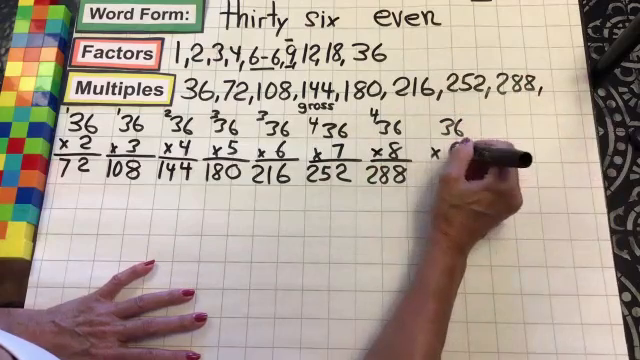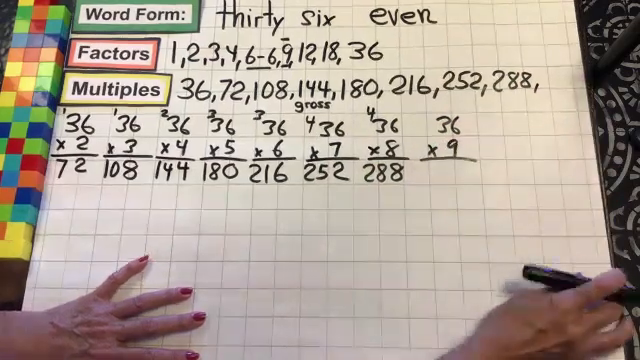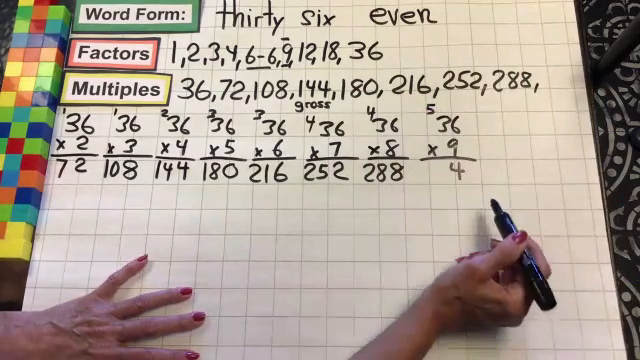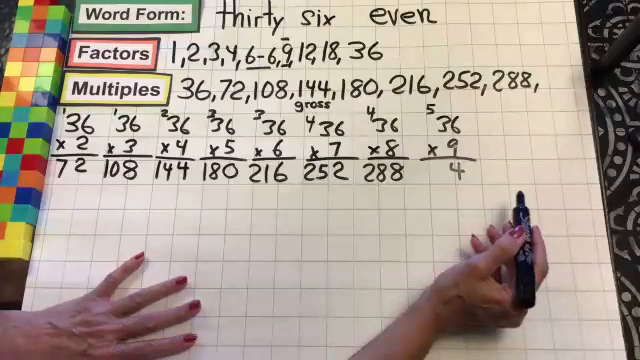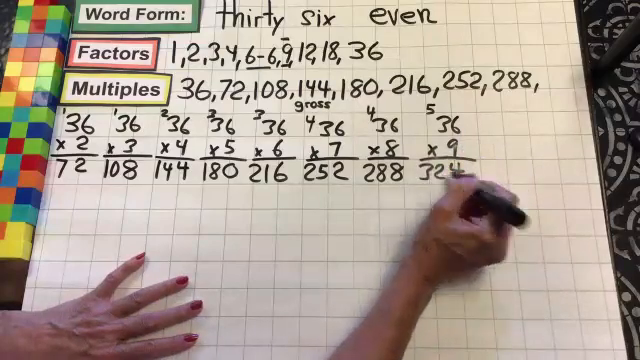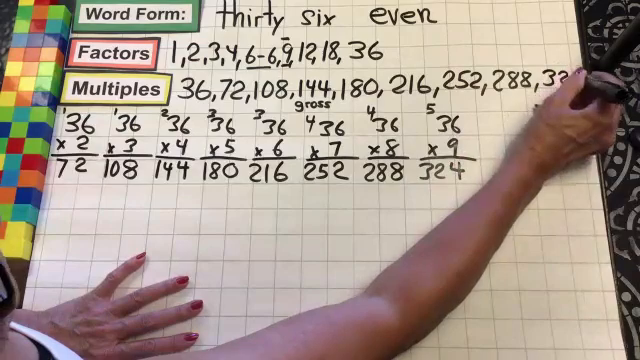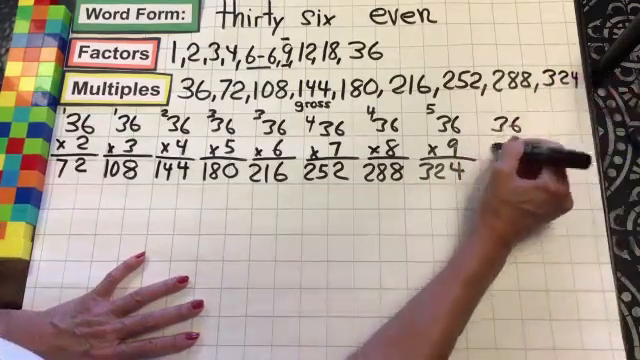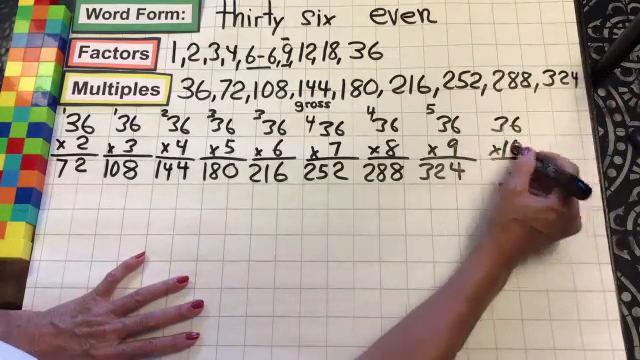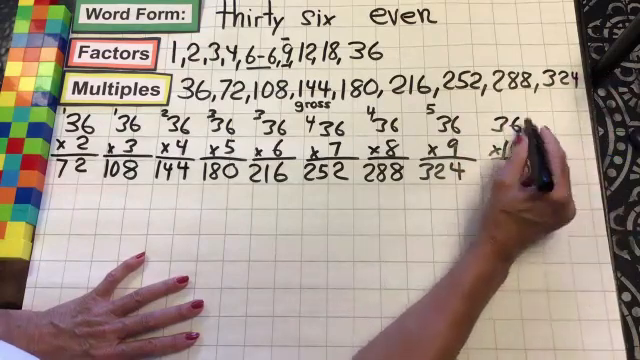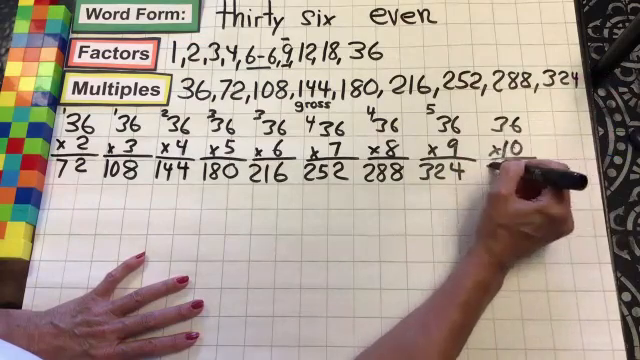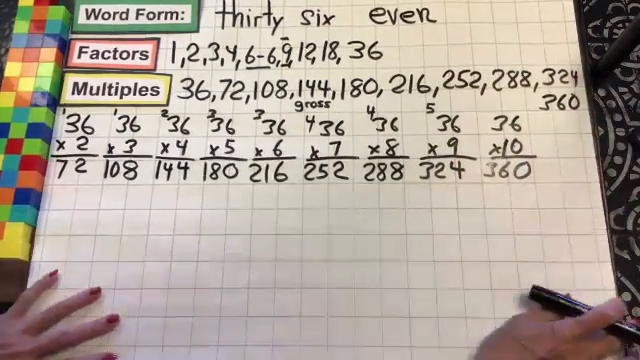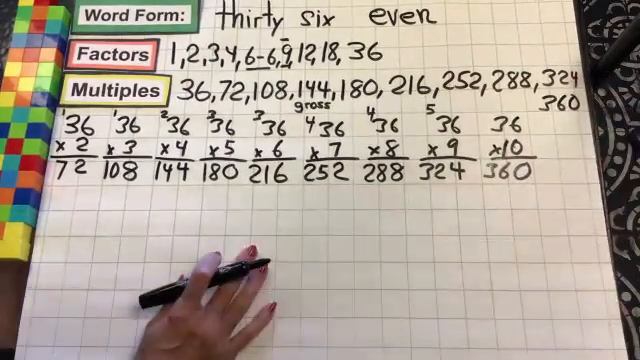36 times 9. 9 times 6 is 54. We drop the 4 and carry the 5. 9 times 3 is 27, plus 5 is 32. And you'll need to add those up. And of course, the last one, 36 times 10. We drop the 0 to hold that place. 1 times 6 is 6. 1 times 3 is 3. 360. And of course, that adds up to 9. All right, you're looking good.